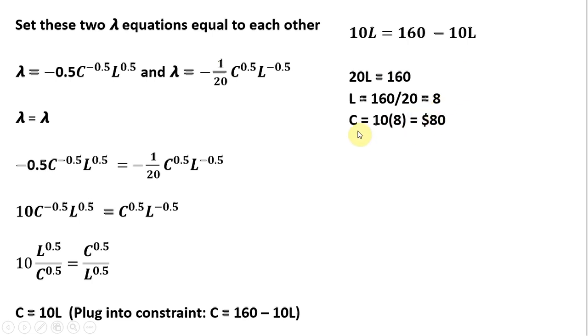That means this person's consumption is going to be C equals 10 times L. What is L? 8. This person will be able to afford $80 of consumption spending. Hours of work is 16 minus L. So this person has 16 hours to allocate between work and leisure. This person will spend half the day in leisure and the other half of their 16 hours, I should say, in work.